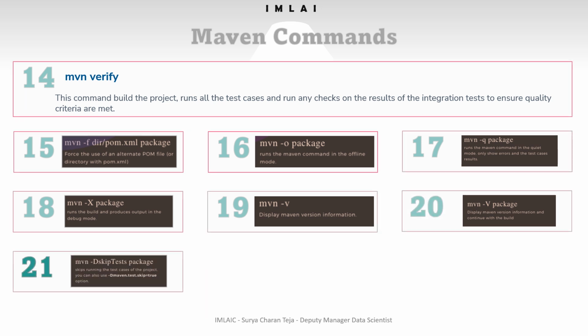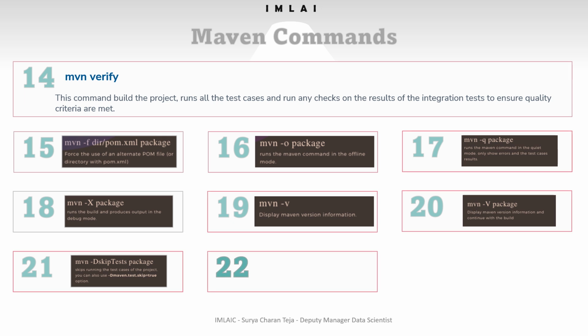So then we have mvn -DskipTests package. The skipTests system property is used to skip the unit test cases from the build cycle. We can also use -Dmaven.test.skip=true to skip the test case execution.